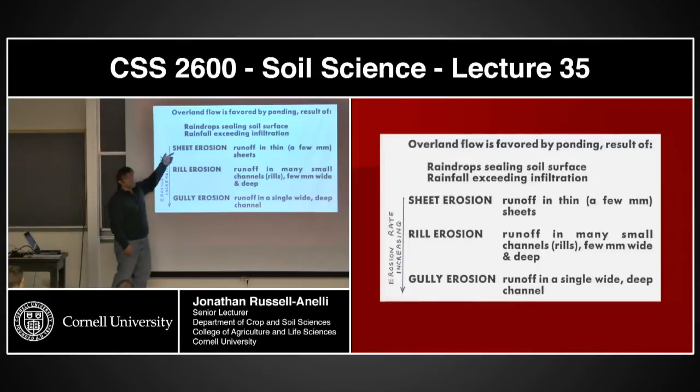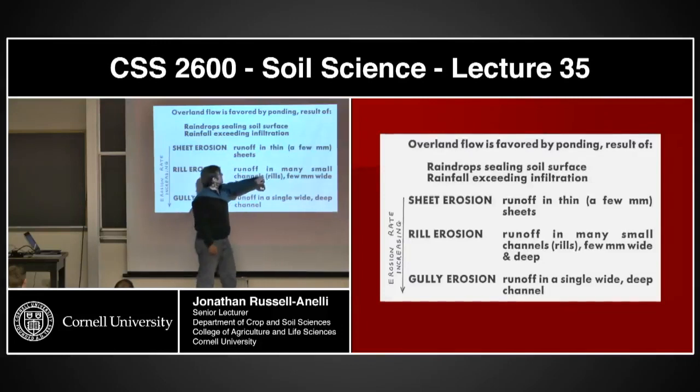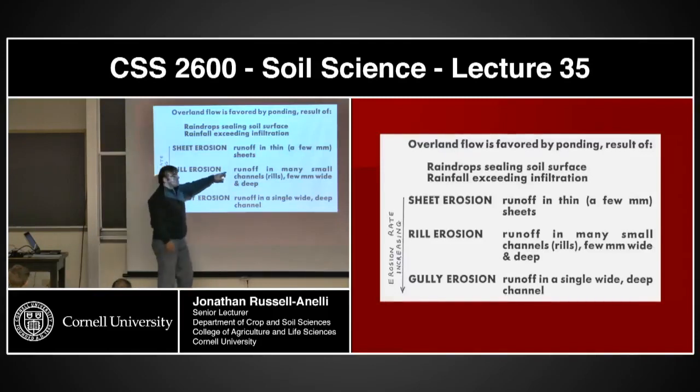We start with what we call sheet erosion. Okay, very thin laminar flow of water flowing over the entire surface, basically taking a very thin amount of material off that surface. Basically runoff in thin, maybe a few millimeters thick sheets. Okay? Then, as we get more and more water, this concentration of water, we start seeing what we call rill erosion, where these sheets start combining into small rivers, basically streams. Okay? The runoff is in many small channels versus one large sheet.